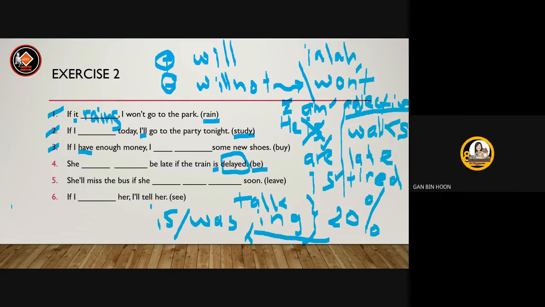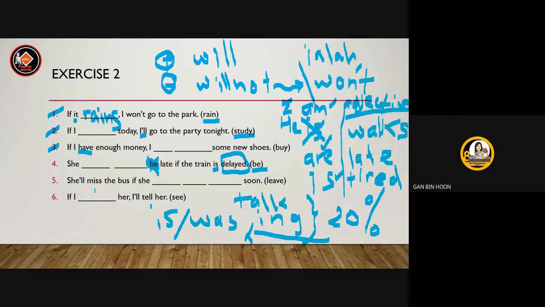She will be late. Okay, sorry, I shouldn't put the answer here. This is already the answer, so this one shouldn't be here. Yes, she will be late if the train is delayed.